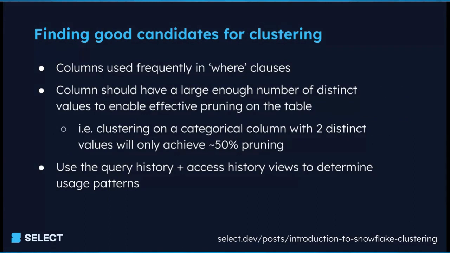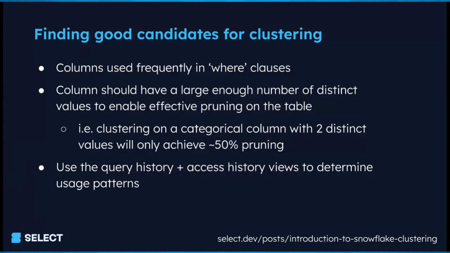So one is, how do you find good candidates for clustering? The thing you want to prioritize is columns that are frequently used in where clauses. The main way you're going to take advantage of clustering is when someone filters on a specific range of data. If all of your queries against a table are select star from table, group by all, that's not really going to help, because the whole point of pruning is to eliminate scanning data. If you have to scan all the data for your query, it's not going to be very valuable. So that's part one.